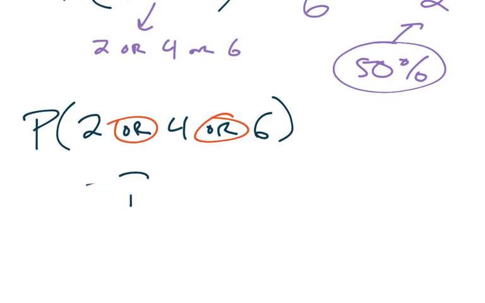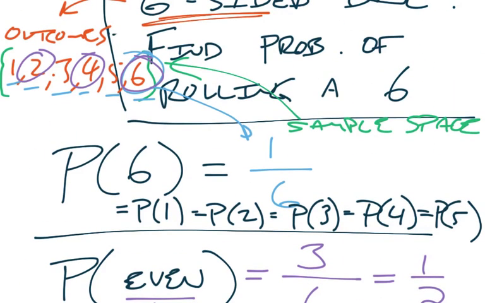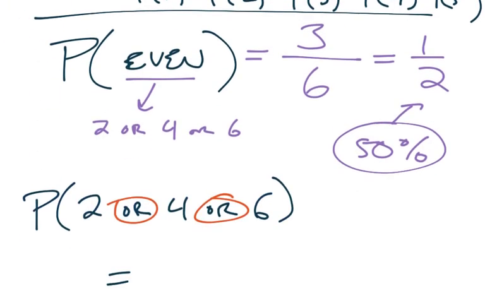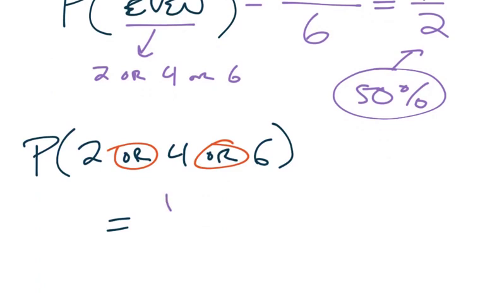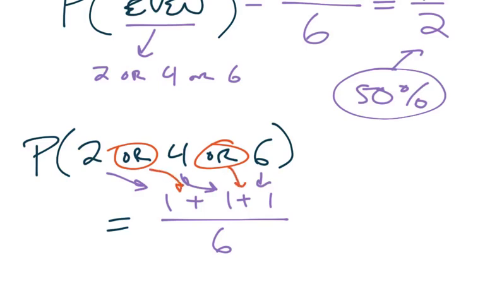Hang on one second. I want to say that this is going to be the probability of a 2. Well, how many 2s are there in here? There's 1, it's right there. There's 1 4 and there's 1 6. So this is the probability of a 2, which there's only 1 of, plus a 4, there's 1 of those, and a 6, there's 1 of those. I'm adding, right? I'm saying or, so I'm adding. And this turns out to be 3/6 as well. That's exactly the same answer, just a slightly different way of getting there.